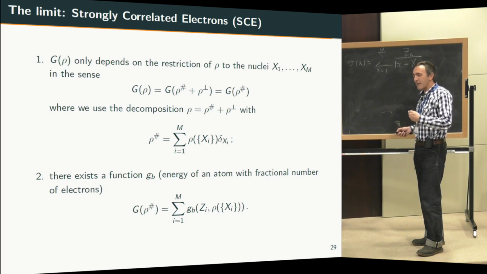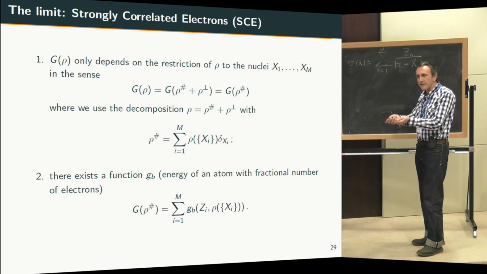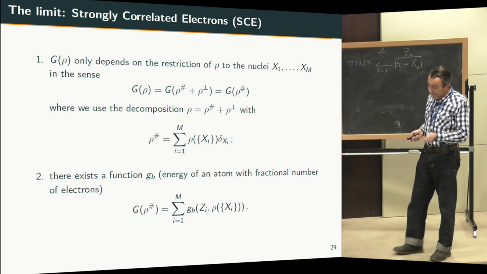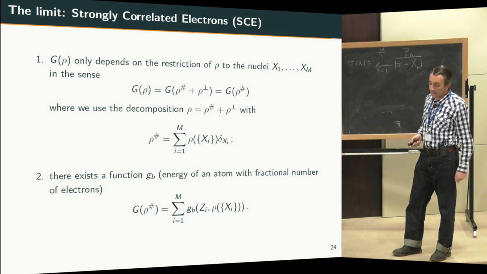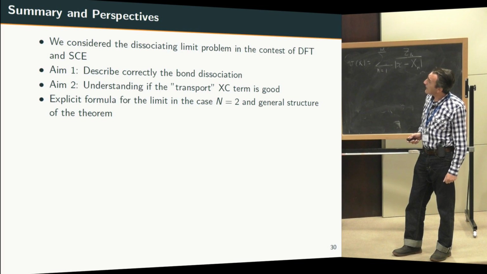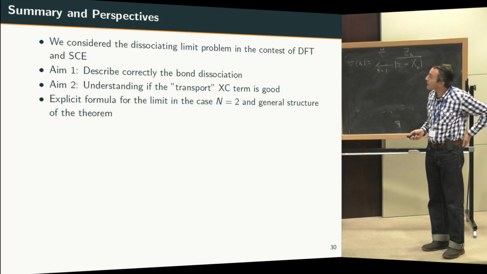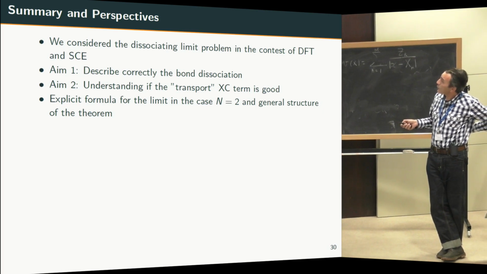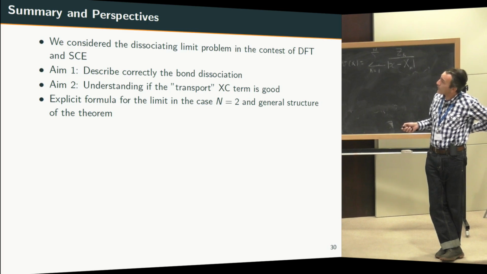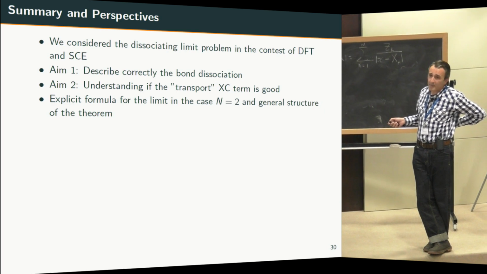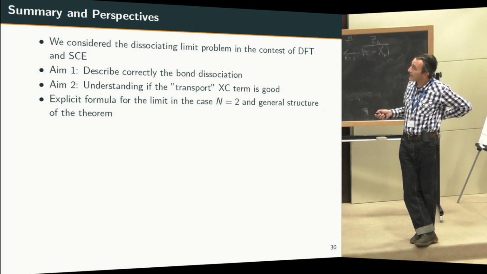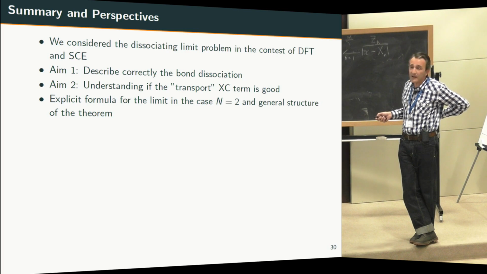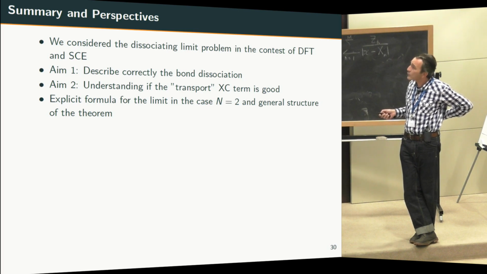We can't make it as nice as in the case n equal to 2, where there is this partial transport. In some sense, there is this partial, and that's what we like to use to optimize. So let me make a short summary and tell you some perspective. We considered the problem and we tried to describe correctly the bond dissociation, and this helped to understand that the transport term, the optimal transport term we use in the modeling, is a good term. The term proposed by Seidel, Paola Gori-Giorgi and co-workers is a good term.